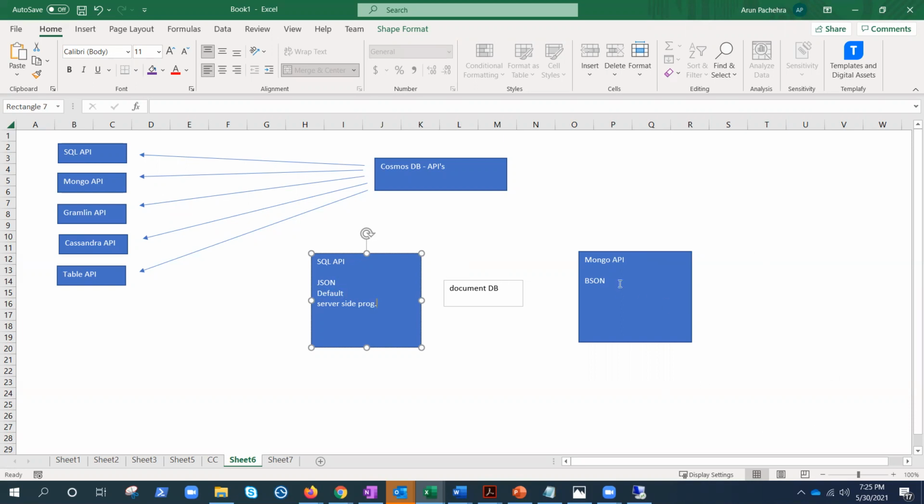If we jot down a few points for the Mongo API, it is fully compatible with on-prem Mongo and can be migrated from the existing one without much change in the application or code. The only thing you have to do is change the connection string. Use the SQL Core API for new development. If you have some kind of restriction, you can go with the Mongo API.